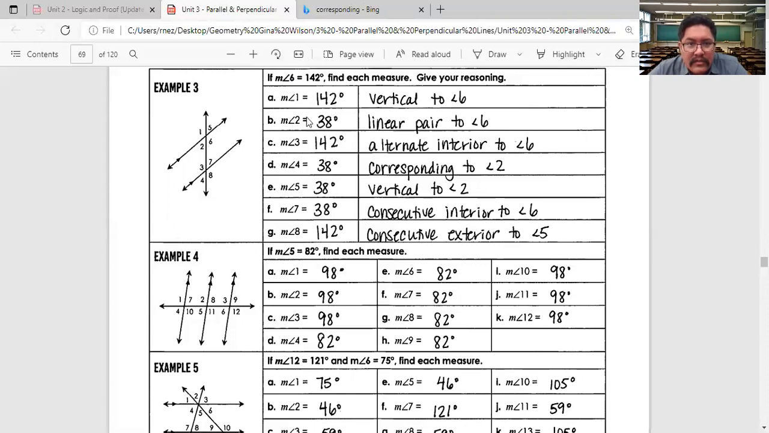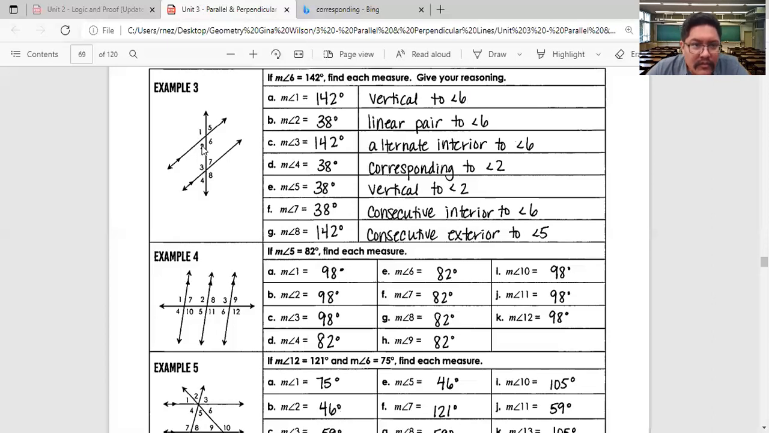So it's just numbered 1, 2, 3, 4, 5, no 6, 7, 8. So measure of angle 1. Well, 1 and 6 are across from each other, which means they are vertical. So angle 1 and 6 are vertical. So right there, vertical to angle 6.